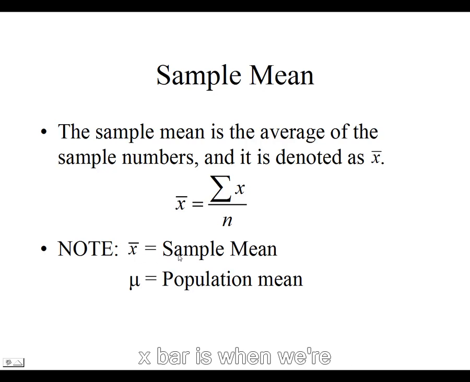So N is the total sample size, and there are different notations. X bar is when we're dealing with a sample. This symbol here is mu. It's another Greek letter. It stands for the population mean. Now, the calculations for mu and X bar are the same. The differentiation that you need to note is whether you're dealing with a sample or a population.